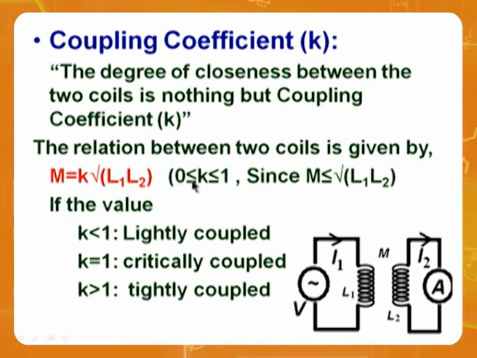K is generally 0 to 1. Practically, if it is less than 1, we call it lightly coupled. If it is equal to 1, we call it critically coupled. If it is greater than 1, we call it tightly coupled. If K is 0 to 1, M is less than or equal to root of L1 L2. If K is 1, M cannot be more than L1 or L2. Right? This is called the coupling coefficient.